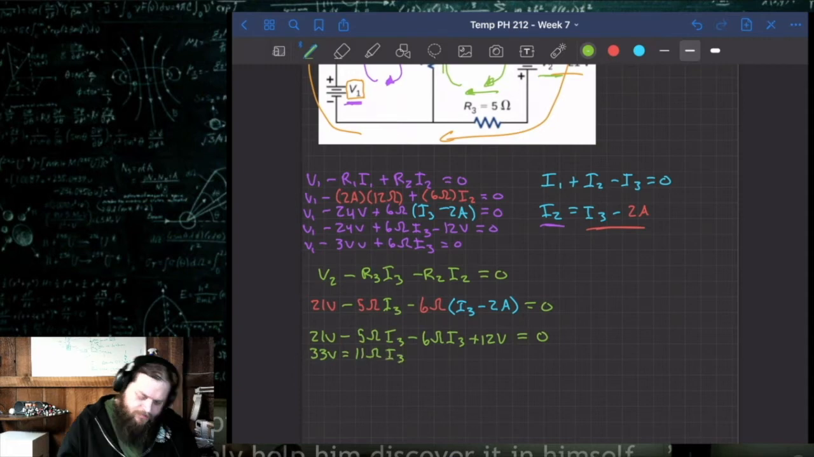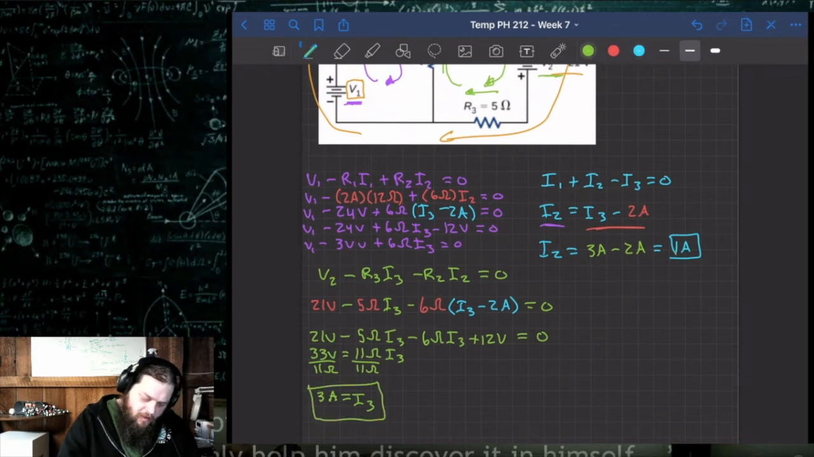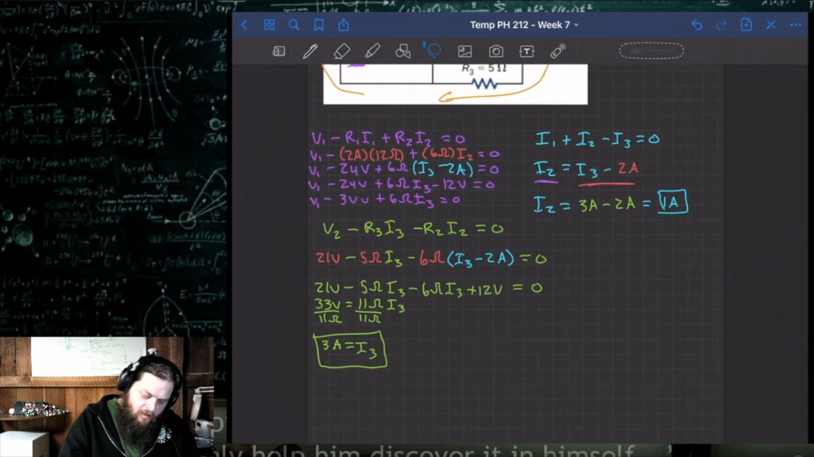And then we're going to divide by 11 ohms. So that's 33 divided by 11. And we have volts divided by ohms, which is going to give us current in amperage. So that's 3 amps is equal to I3. I can go up, plug that into my junction equation to find I2 is equal to 3 amps minus 2 amps, which is just going to be equal to 1 amp. So I have 2 of the 3 variables I need. Now I just need to plug in for my third.